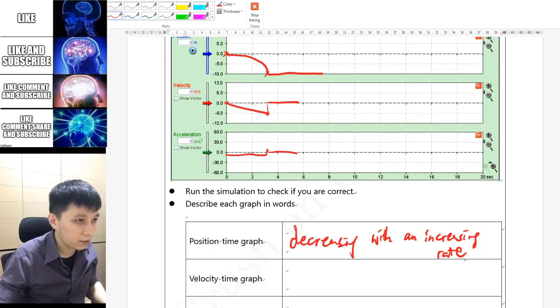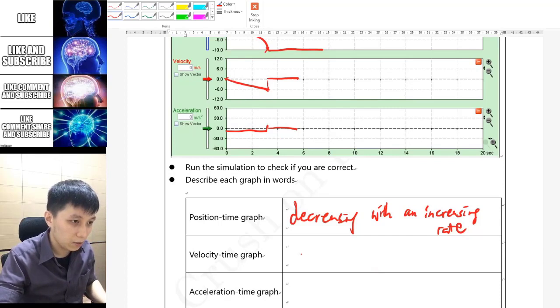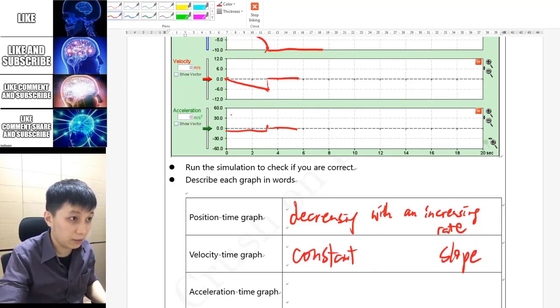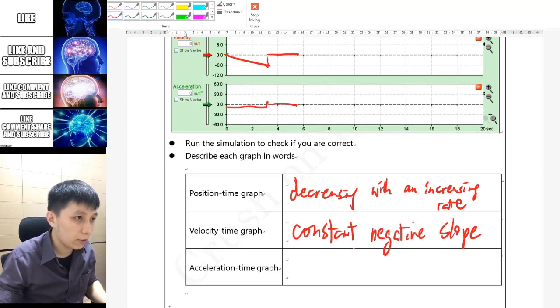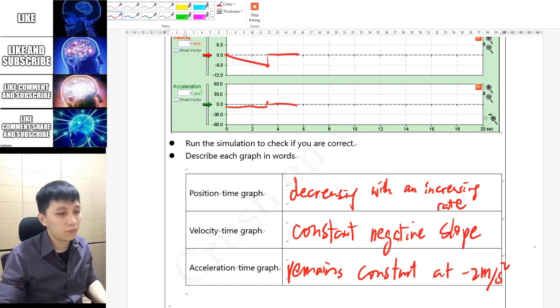As for velocity, it is just a constant slope if you look at the graph there. So constant slope, and this time it is a negative slope, so constant negative slope. For acceleration time graph, it will still again remain constant at -2 meters per second squared.